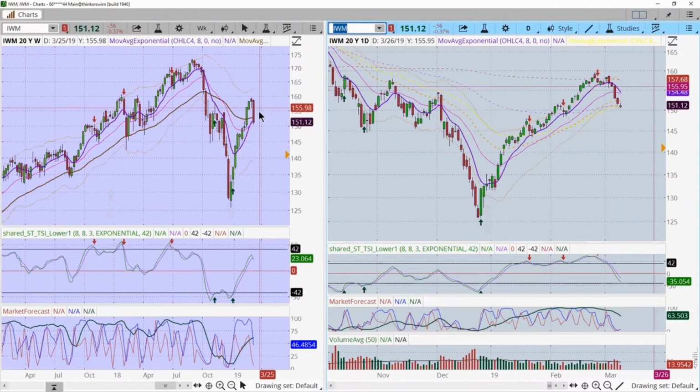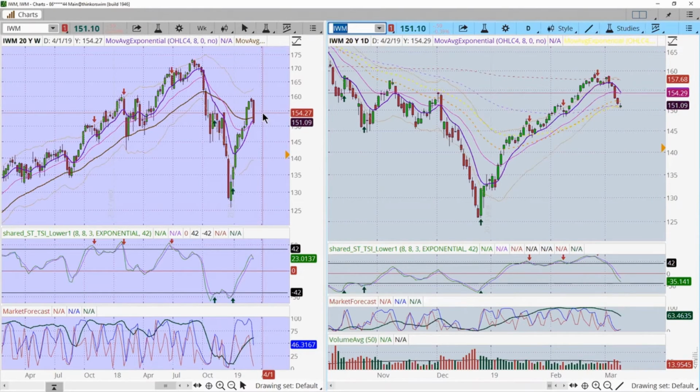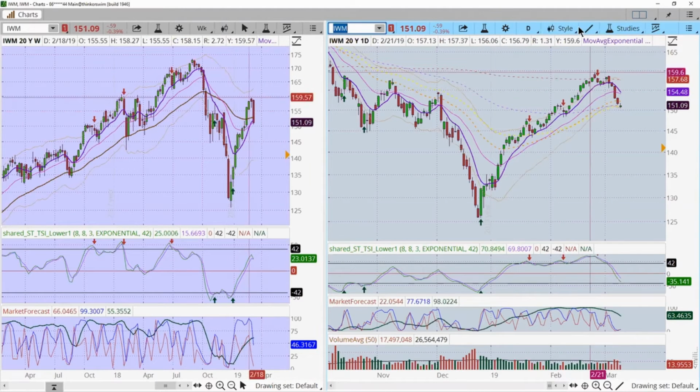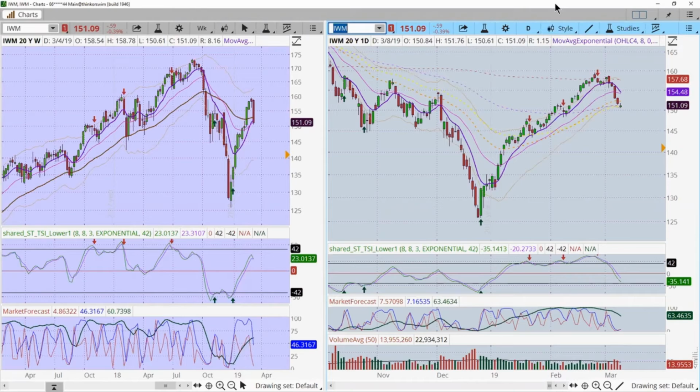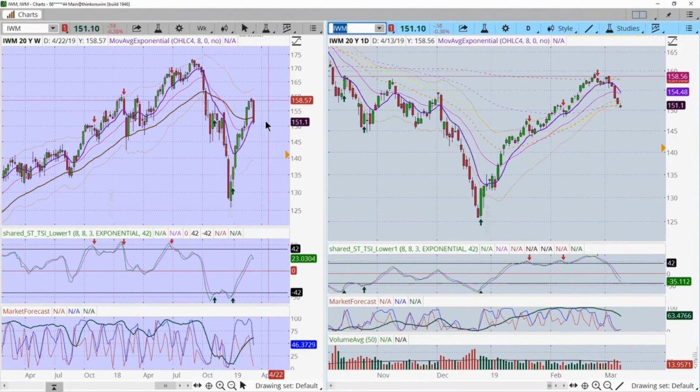Again, my approximation is somewhere between probably 154-ish, maybe a little bit less than 154. Let's say 153.70 or 80 up to 155. We get into those areas, and it starts to look like, hey, it's time to roll over again. Anticipate a move down to the downside.